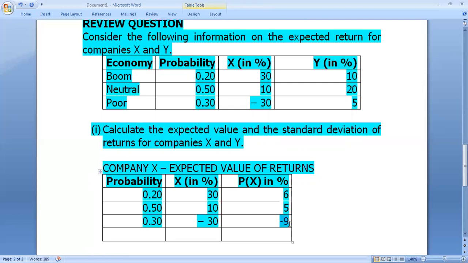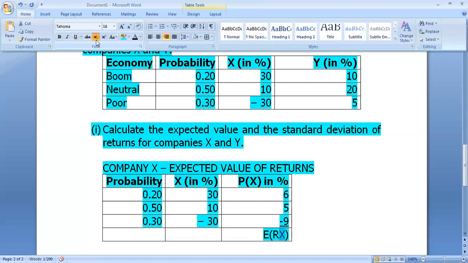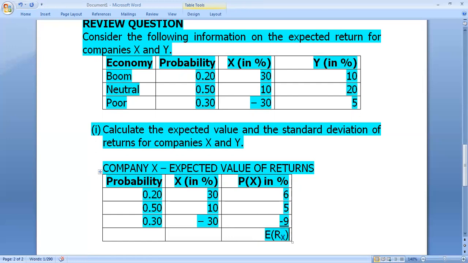What is our expected value of returns of company X? We sum up and come up with our figure. So the expected return of company X equals 2. Of course, we also need to calculate the standard deviation of returns for company X as well.